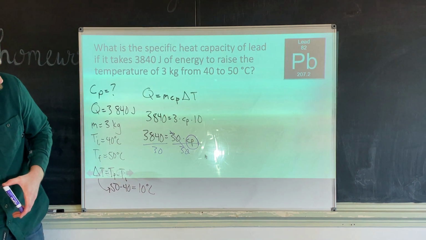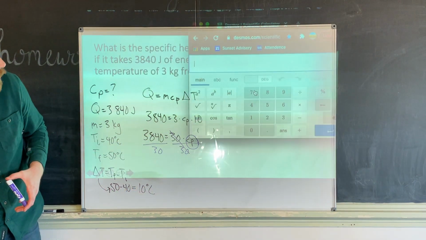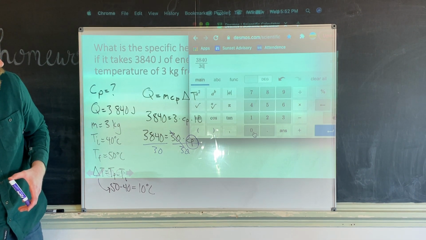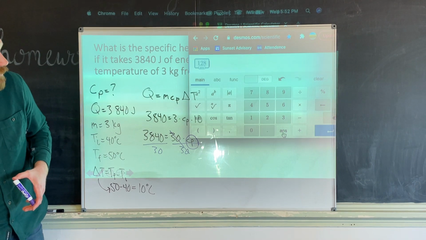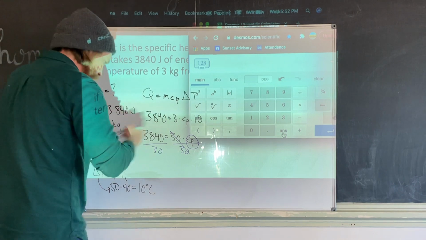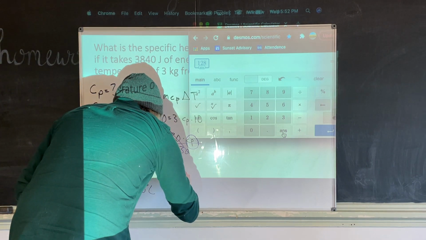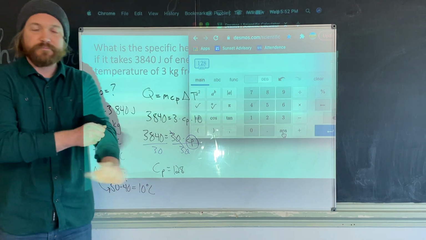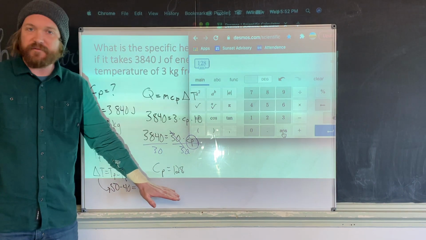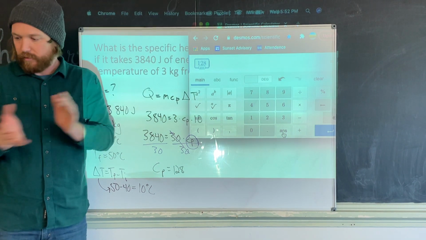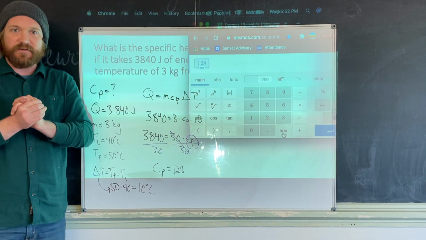And I just need to bust out the old calculator. Let's see here. Do I have it? Yep. So we have 3,840 divided by 30. Enter and my answer. And that gives me 128. Okay. So Cp, 128. And there is a unit there. I'm not even going to write it down. I just want you to know how to find this and that this equation exists and that you can do it. All right?